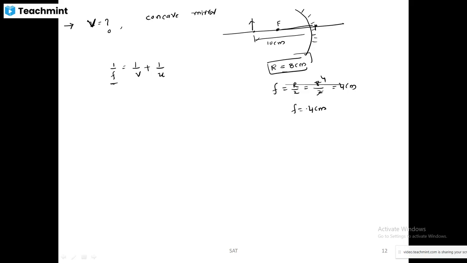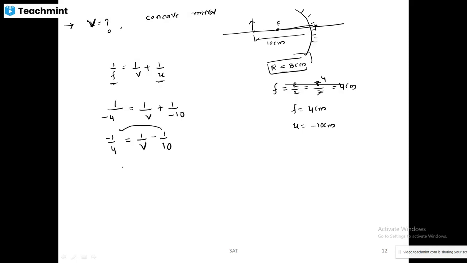But it is a concave mirror, so we take minus. Okay, what about u? u is always negative, minus 10 centimeters. So u is equal to minus 10 centimeters, and we substitute to get the v value. So 1 by f, f means minus 4 centimeters, equals 1 by v, which we have to find, plus 1 by u, where u is minus 10 centimeters. So minus 1 by 4 is equal to 1 by v plus into minus 1 by 10.